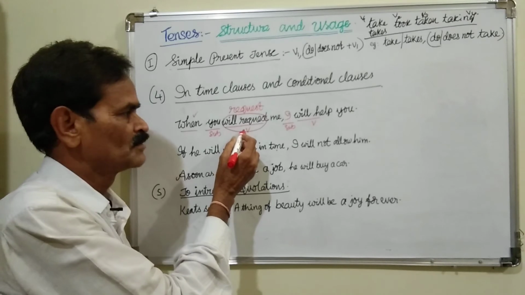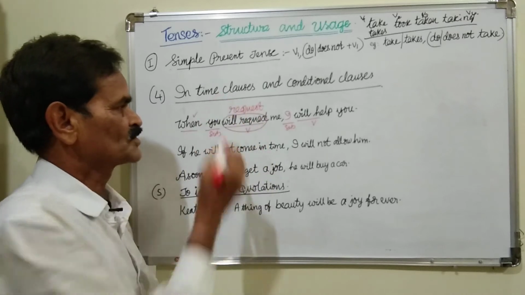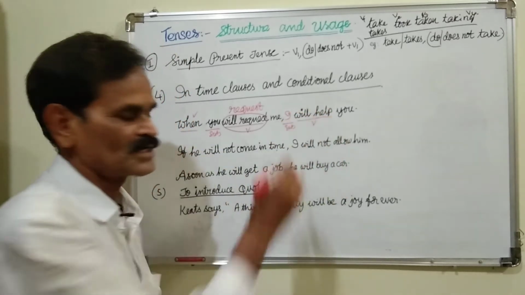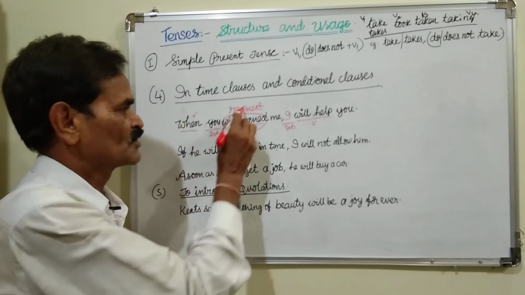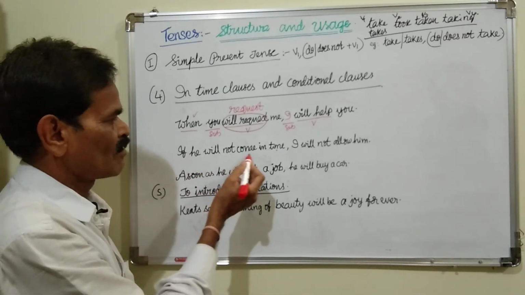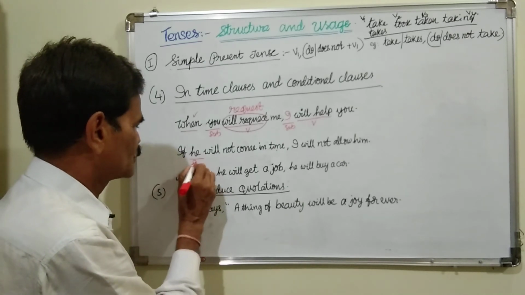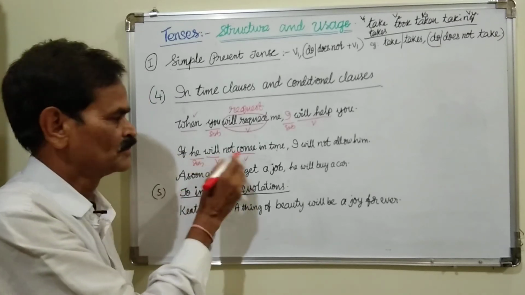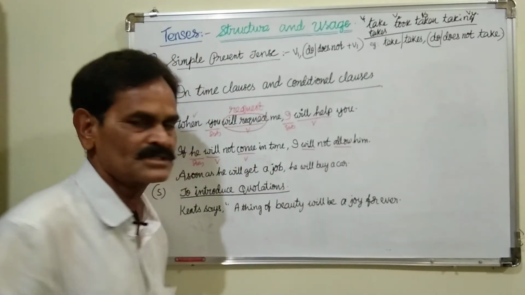In this we cannot use simple future, we must use simple present tense only. Instead of simple future tense, we must use simple present, and the main verb must be simple future, will help or shall help only. But in the time clause we cannot use will, shall, could or would. We must use only V1, that is simple present tense. Now, if he will not come in time, I will not allow him. Here he is the subject, will come is the verb, again simple future tense but negative, and will allow is also simple future.